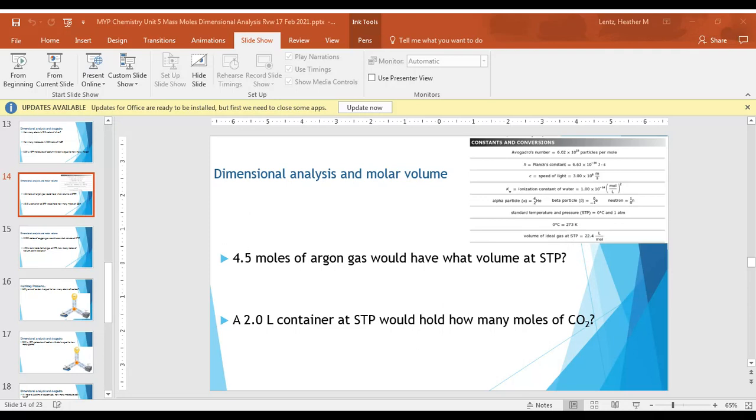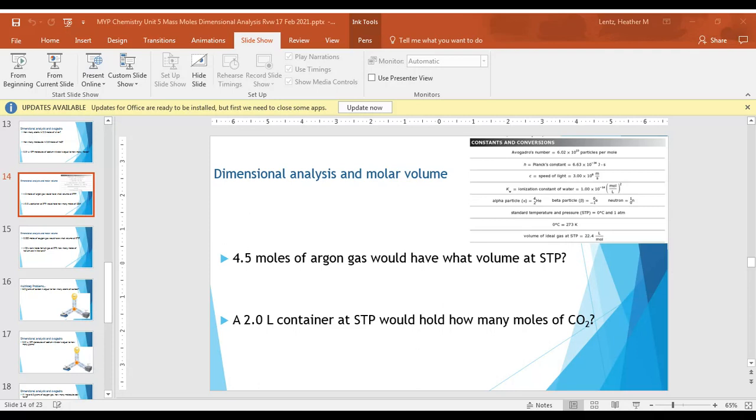So if I have 4.5 moles of argon gas, and I want to figure out what volume it has at STP, then we're going to go ahead and set up our railroad tracks. Start with our given 4.5 moles of argon gas. I want to convert my moles to liters. I have moles on top. I want to get rid of it, so I'm going to put moles on the bottom.